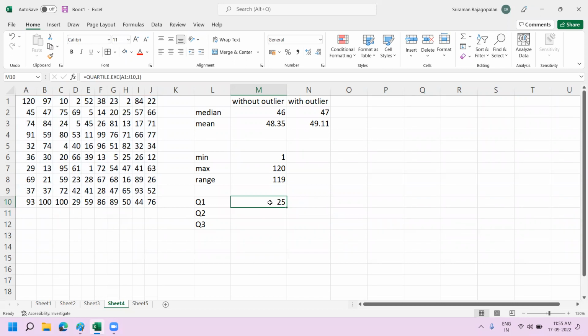What does this 25 represent? Average of first 25 numbers. So it is not average. This means that 25% of the data lies between, yes. We have an intervention, I guess.